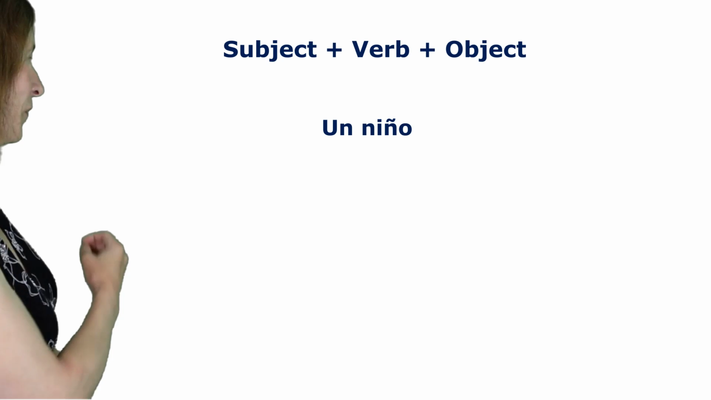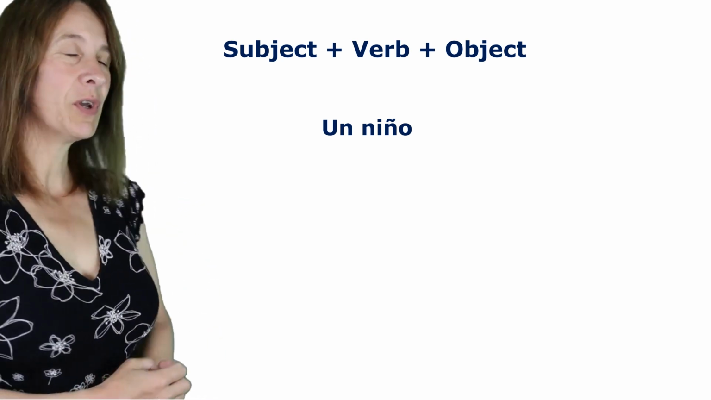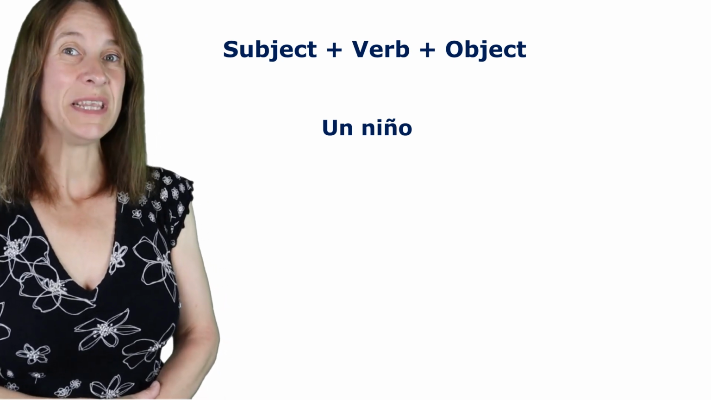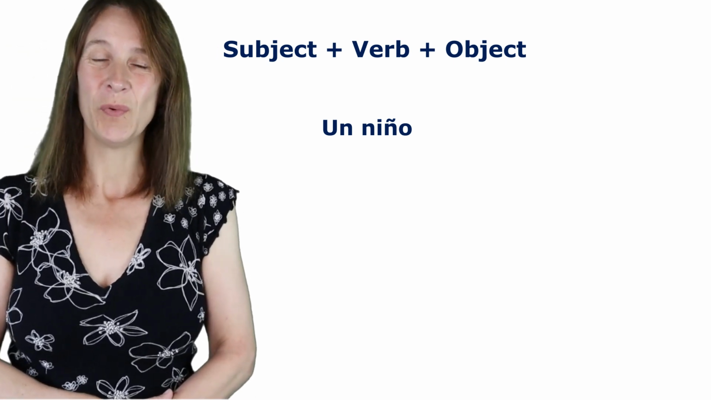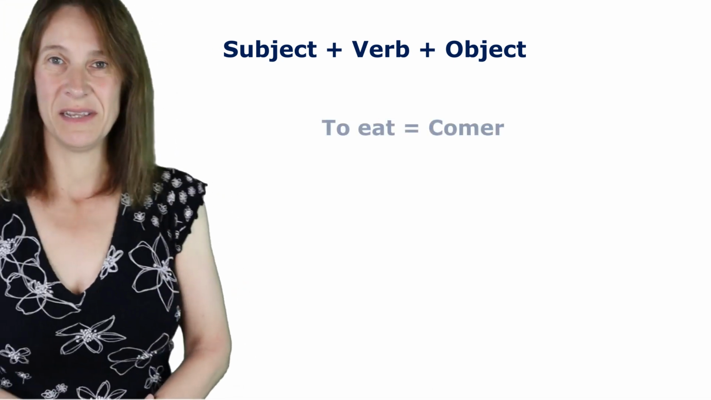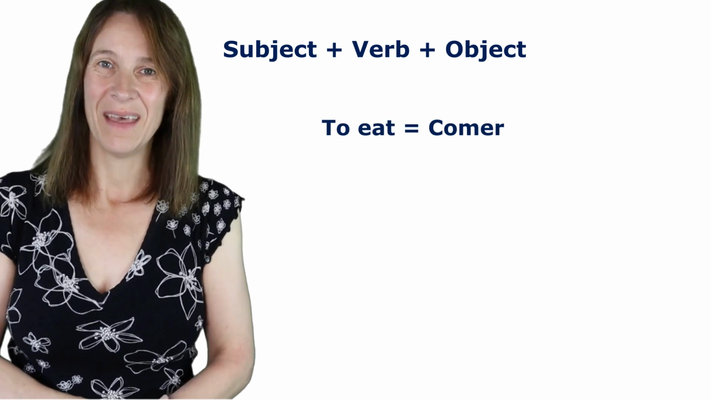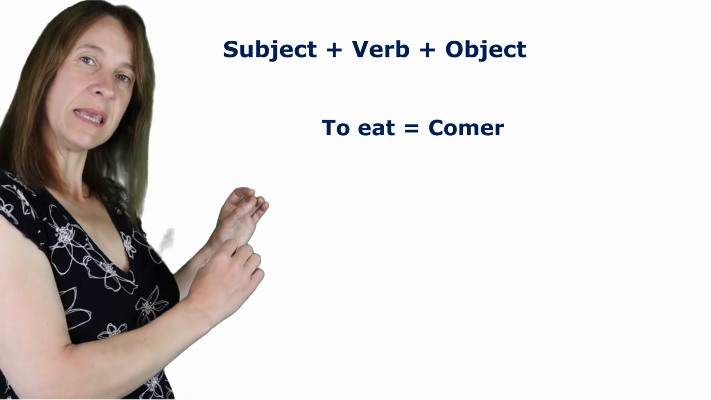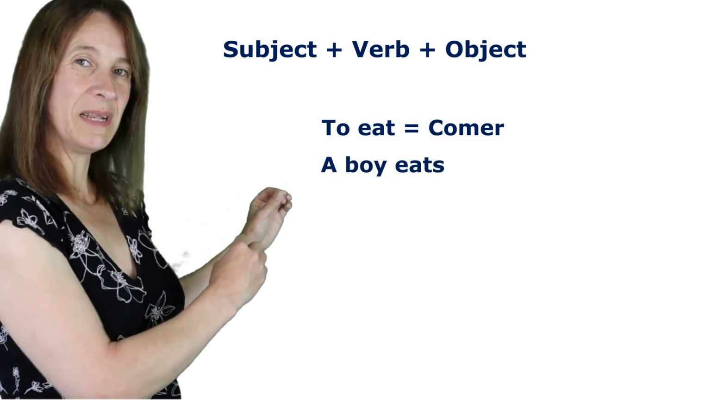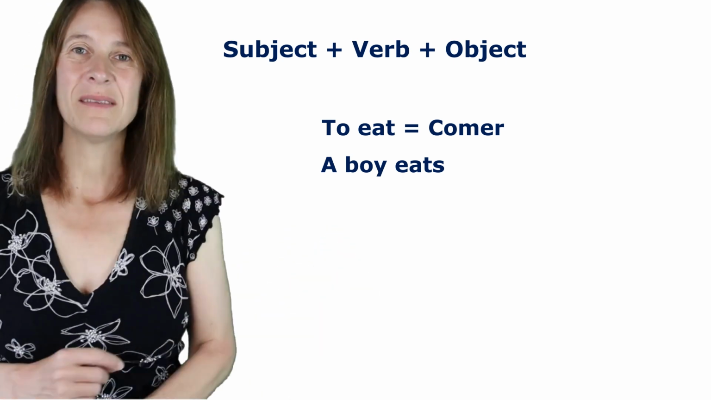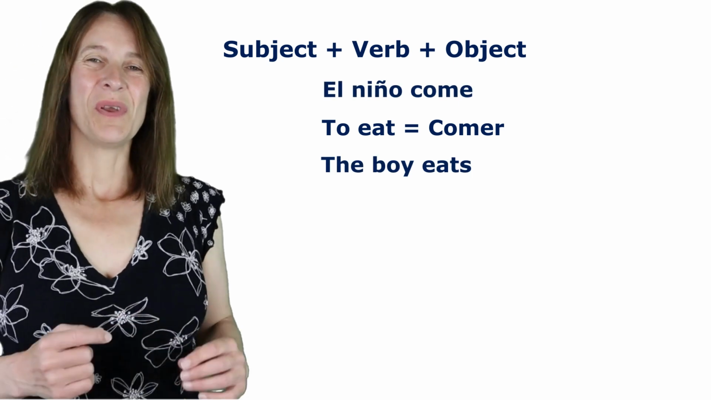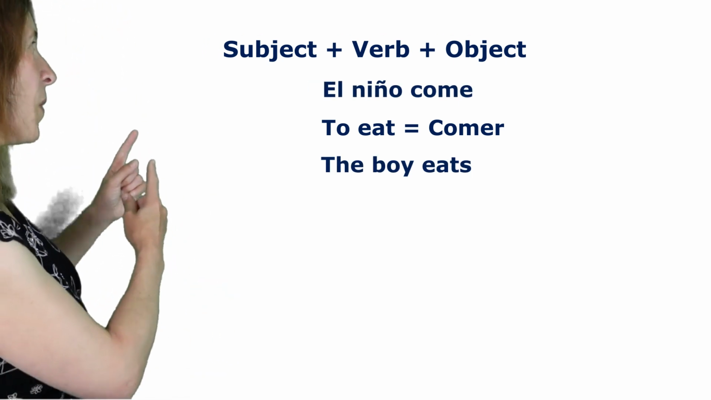Un niño. Un niño. And if you have a look, we've got that squiggle over the N, which is ñ. So it's not nino, it's niño. Un niño. Then we need a verb, to eat. To eat is comer. But when we say a boy eats, it's not the same, is it? It's not to eat, a boy to eat. It's a boy eats. Well, it's the same in español. The verb changes un poco. So we have el niño come.